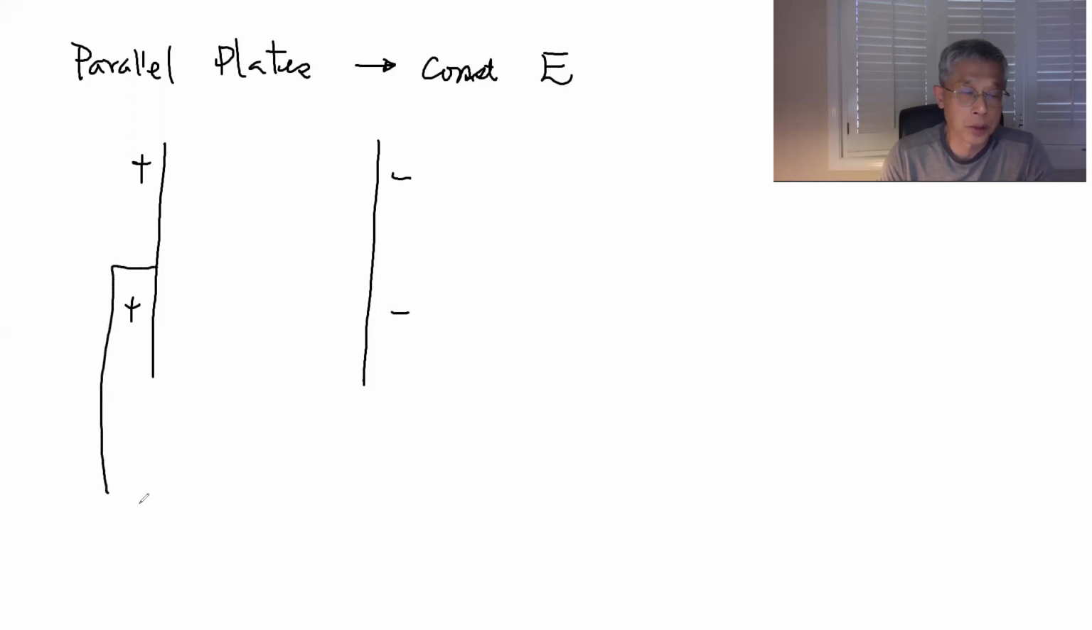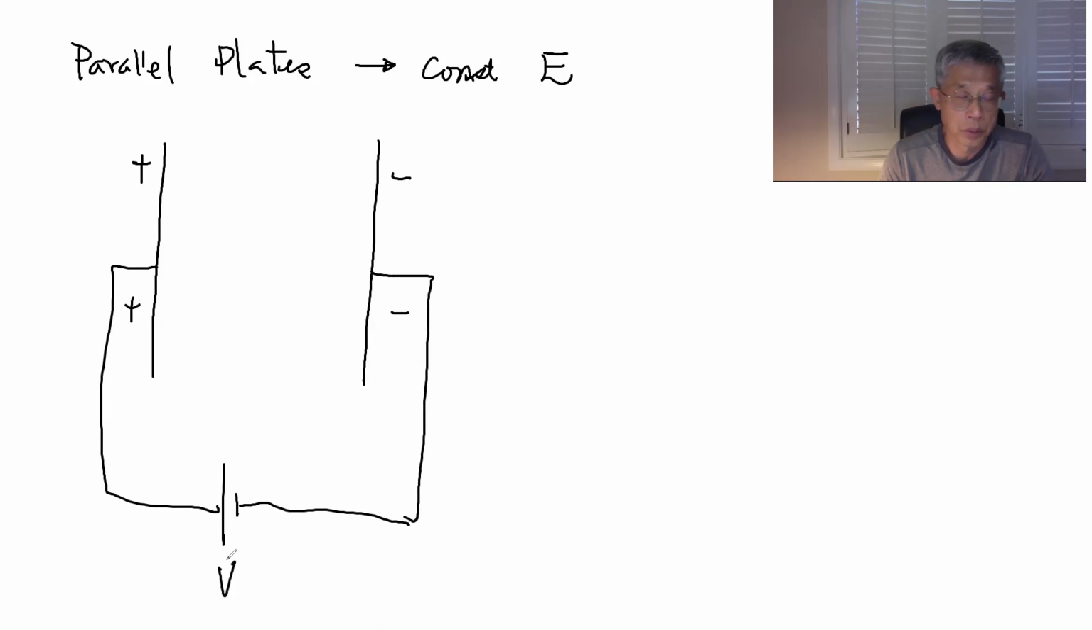So this is connected to a battery. It has a positive and negative terminal. This is called the battery, and that's positive and negative. So this side is higher potential, high electric potential, and this side is lower, right? So lower V and higher V.